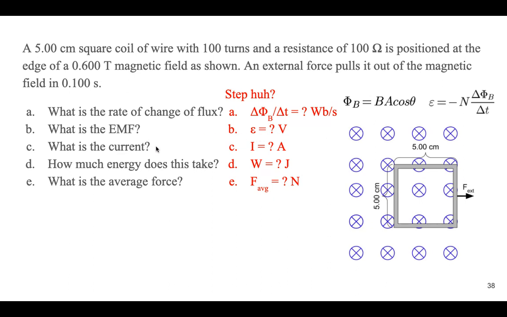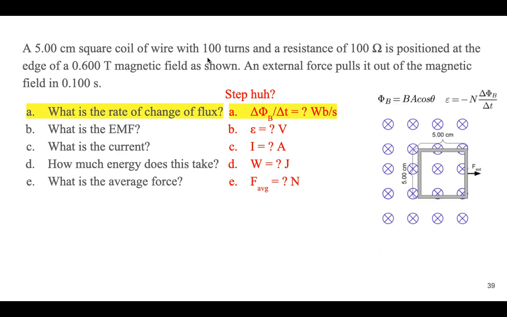What is the current? We use I for current. Its units will be amps. How much energy does this take? So energy, but it makes more sense in this case to think about the work. Work and energy are, again, the same thing, and they both have units of joules. And then we need to figure out what is the average force. So we'll go through this one piece at a time.